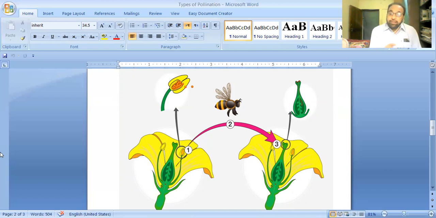Then come to cross-pollination. Cross-pollination has 4 important strategies, by which pollen grain is transferred from one place to another. The first one is unisexuality. Many flowers have a unisexual condition. Only one reproductive organ is present in one flower. Either androecium is present or gynoecium is present. Then what will happen? The transfer takes place between two flowers located on two different plants. So ultimately, cross-pollination takes place. This is the first strategy.